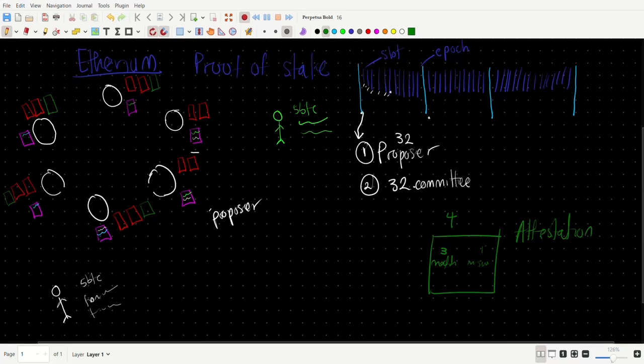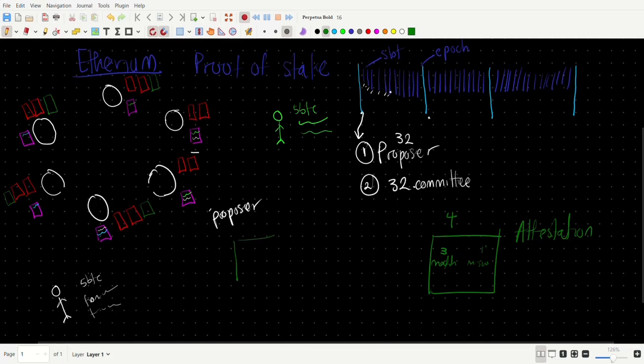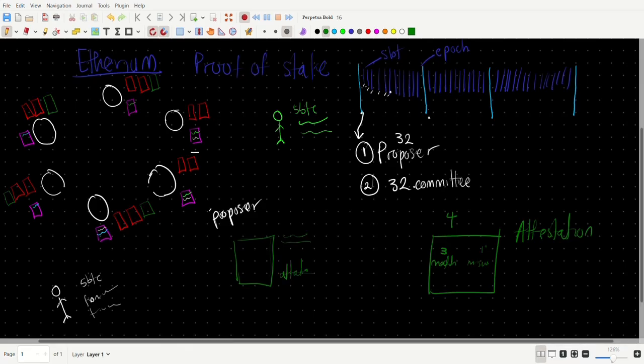Now this attestation will be added in the next proposal. So every time they want to propose a block, the block contains both some details about transactions and also attestation. They always attach attestation. So in Ethereum, there's always an attestation in the block. You understand? So this attestation now, we're going a little bit too fast.